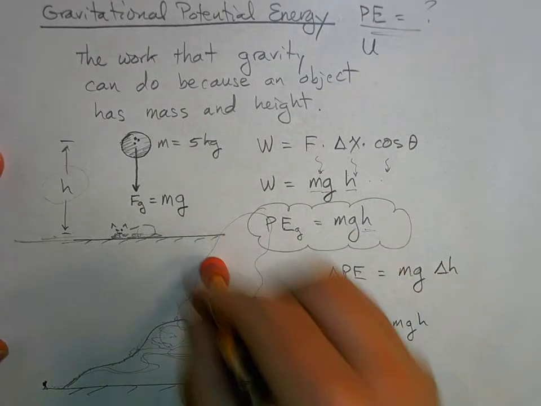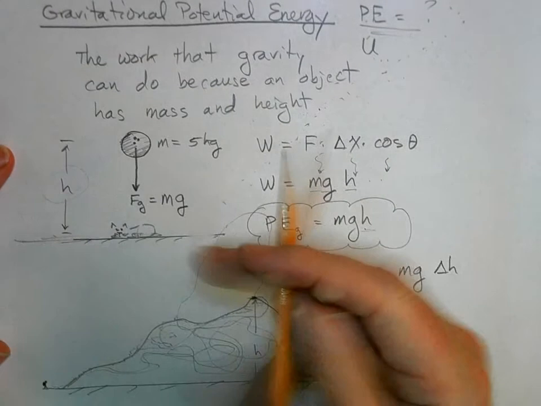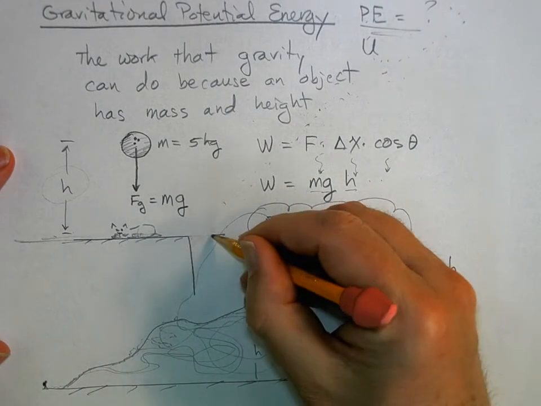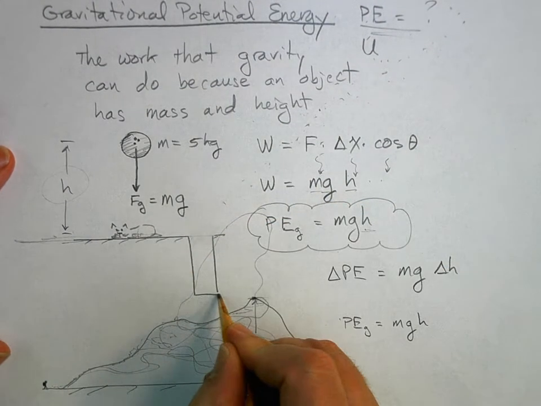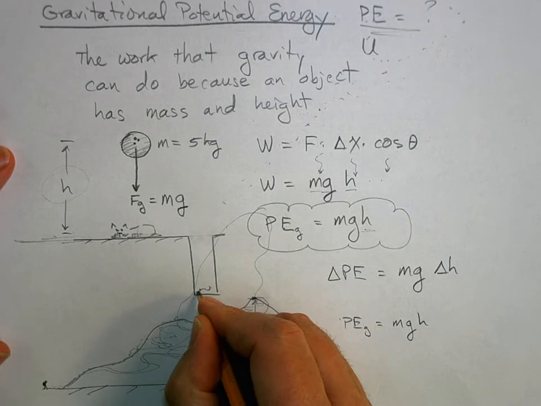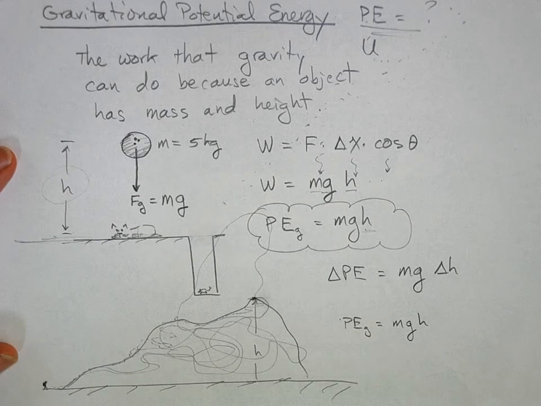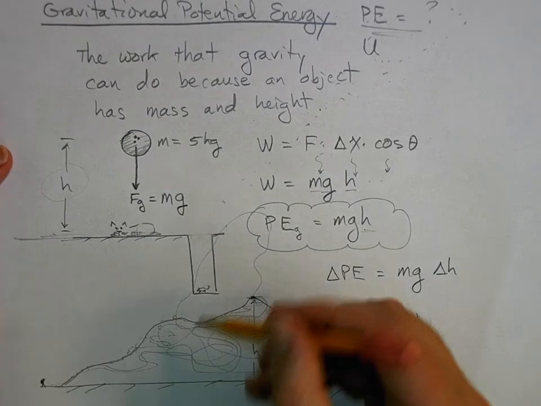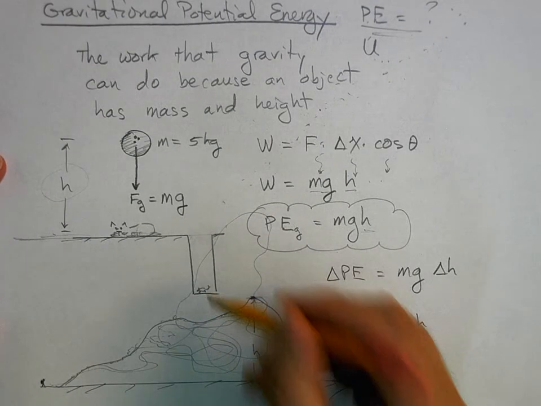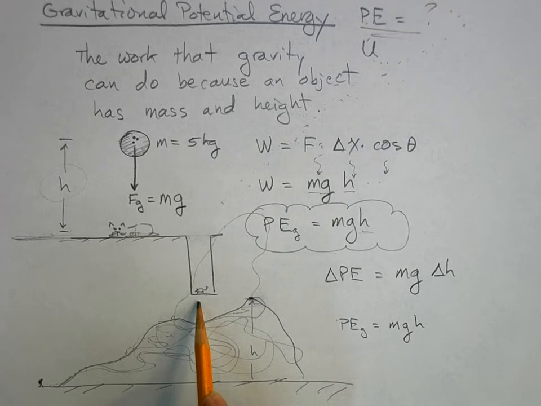Suppose here's our cat. Here's a rat. Now the rat is at the bottom of the hole. So compared to the reference, the rat has negative gravitational potential energy.